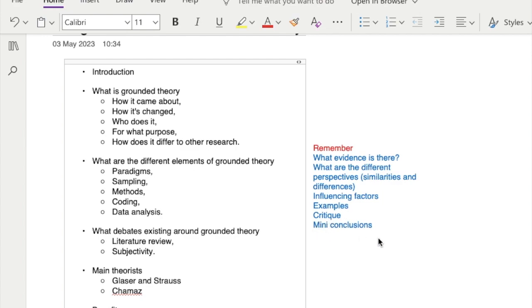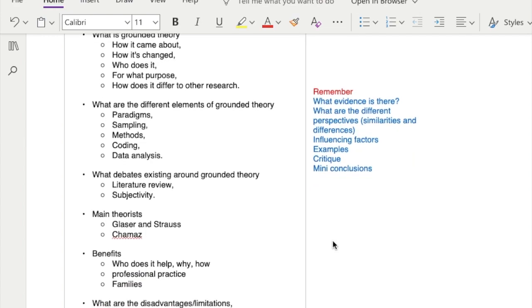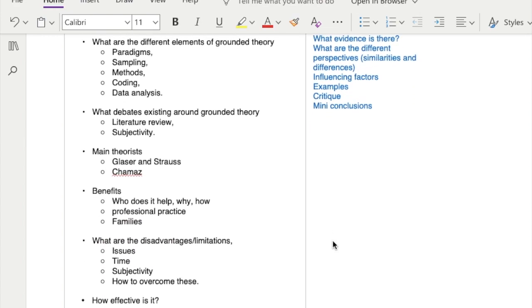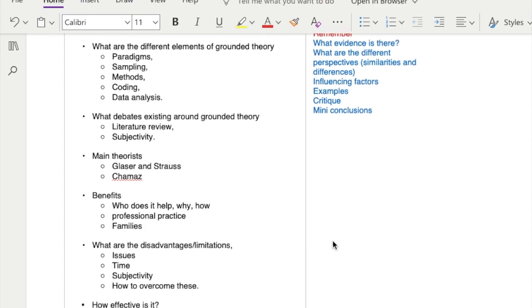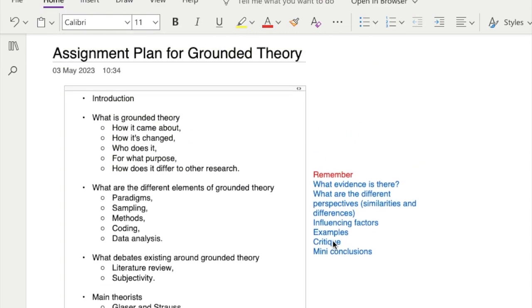And I've added mini conclusions. So as I'm writing my paragraphs, I really want to think about, well, what have I learned from what I've just presented in terms of the writing. And as you can see, that's kind of my plan. I'm quite happy with that. It's something to work towards. I'm going to remain flexible with that, and tick it through, or I can cross through.